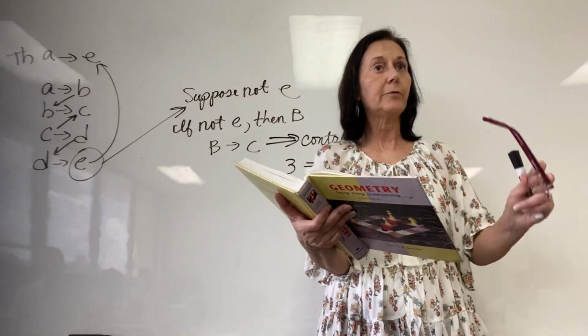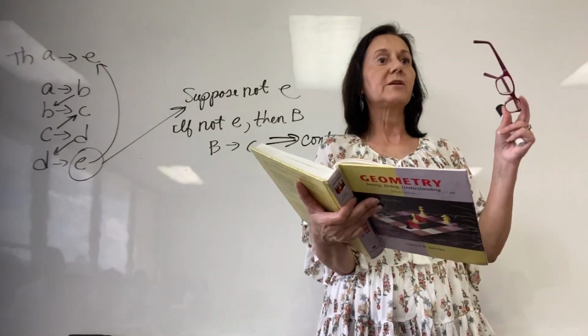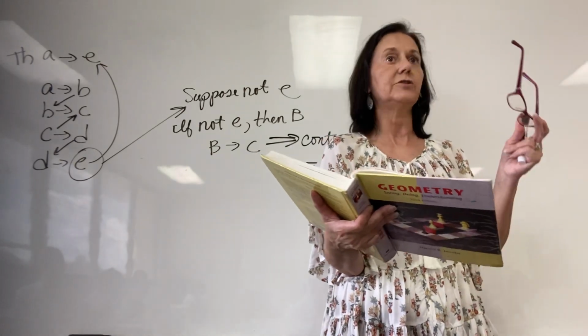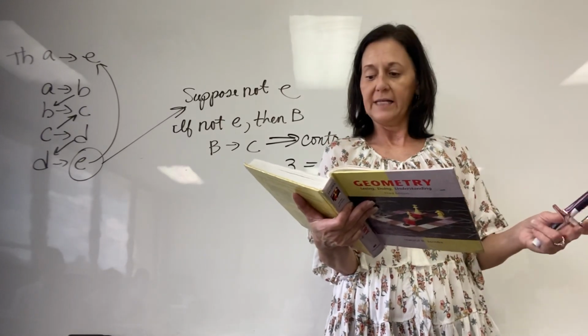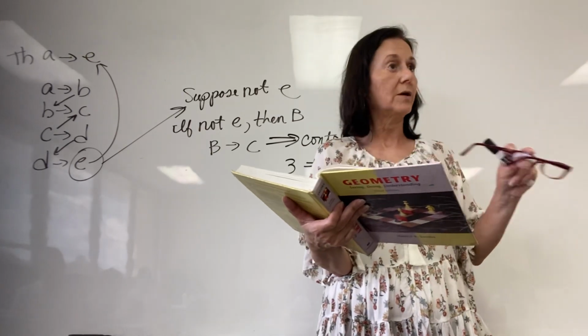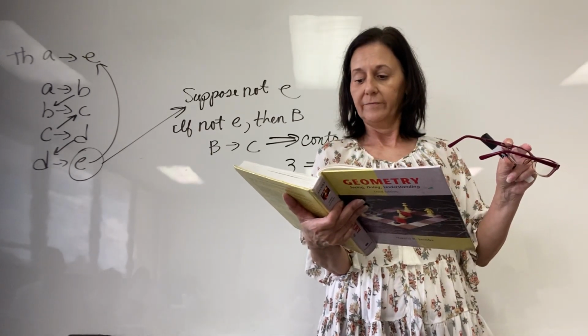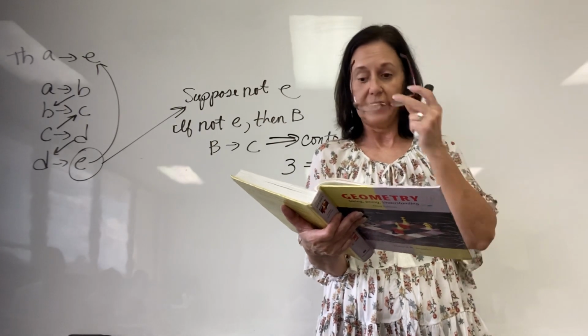In an indirect proof, we suppose that D is not true. We suppose that the final conclusion is not true, the opposite of it. So if not D, then E, if E, then F, and so on till you reach a contradiction. And therefore, not D is false, and so D is true.